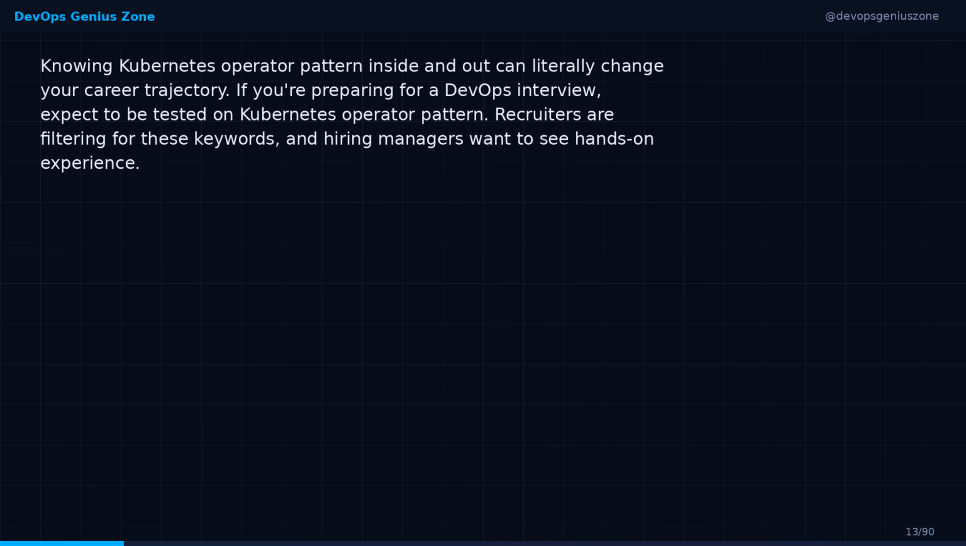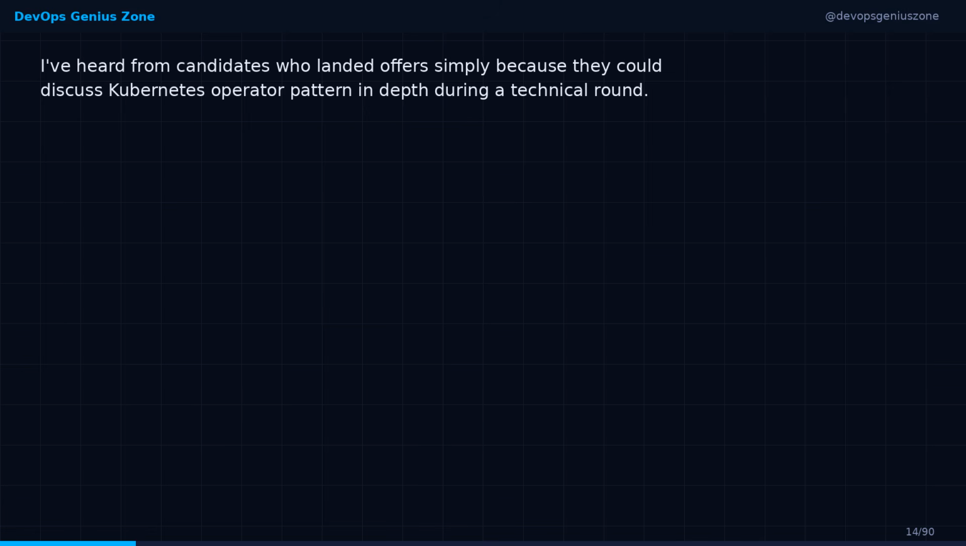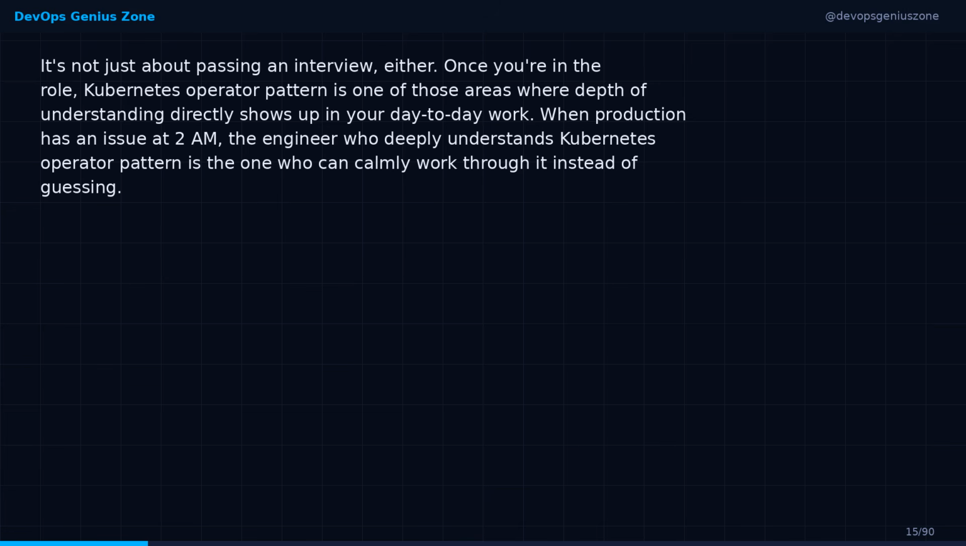Once you're in the role, Kubernetes operator pattern is one of those areas where depth of understanding directly shows up in your day-to-day work. When production has an issue at 2 a.m., the engineer who deeply understands Kubernetes operator pattern is the one who can calmly work through it instead of guessing. That reputation follows you. It's how junior engineers get trusted with bigger systems, and how mid-level engineers get considered for senior roles. Companies promote people who reduce risk, not people who just keep things running by luck.